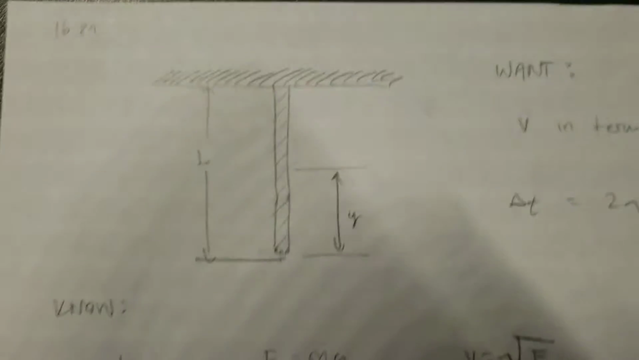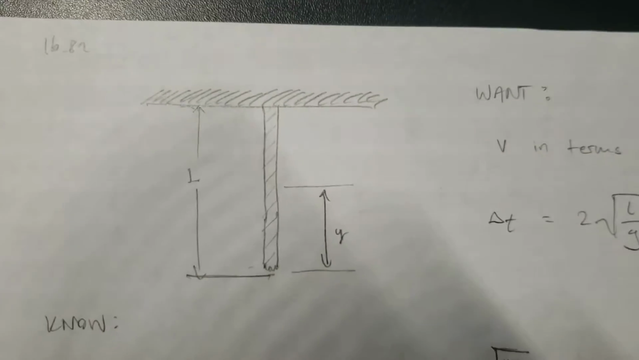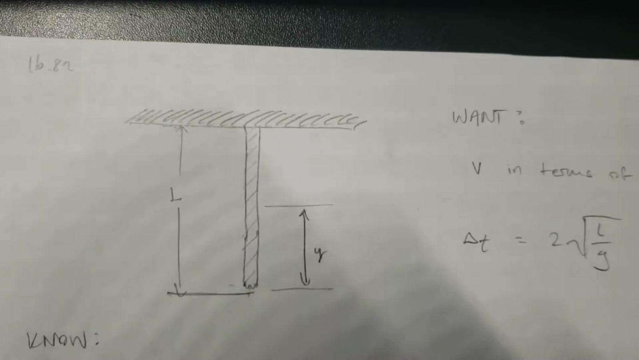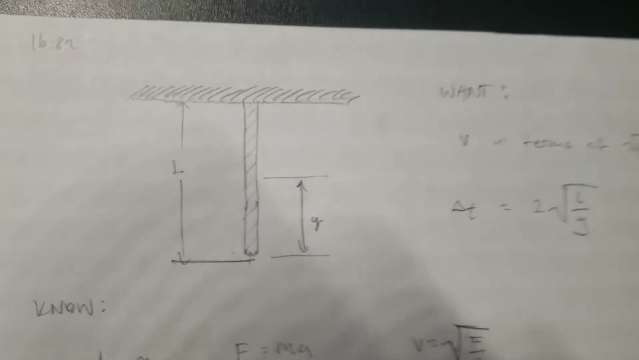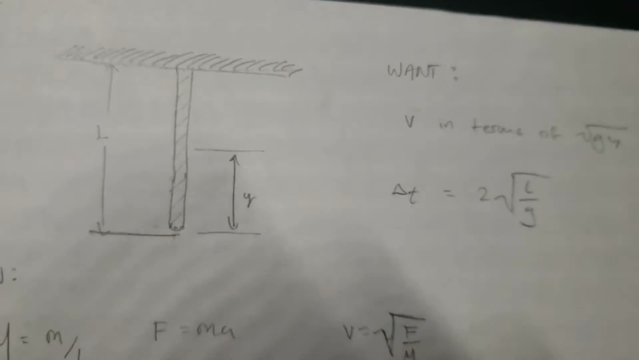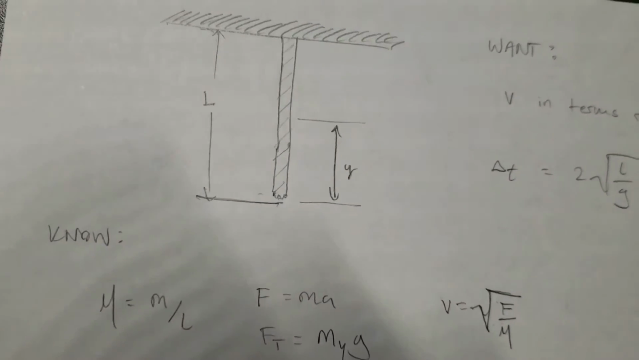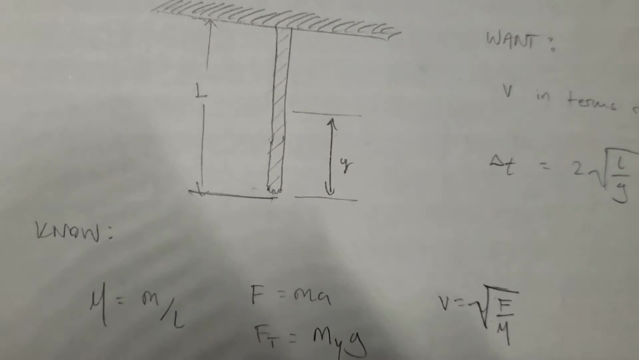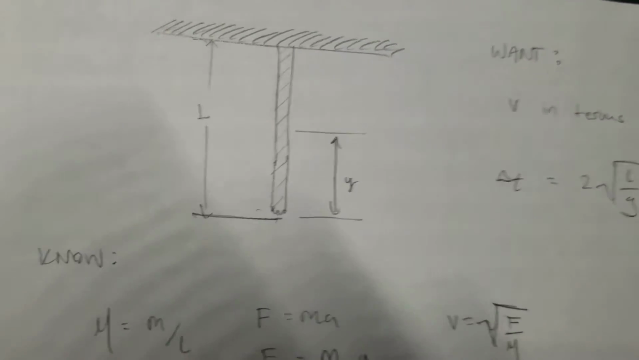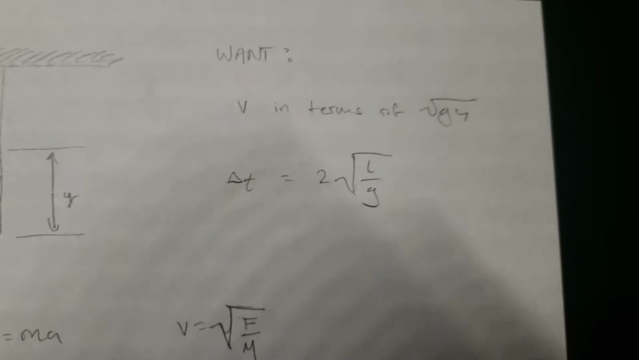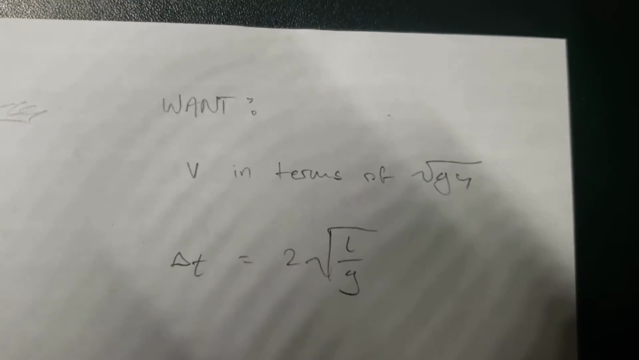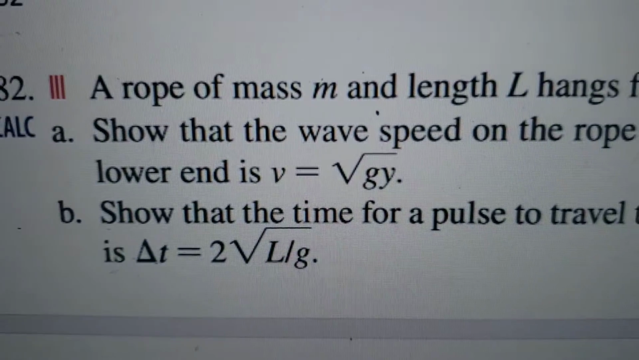So I drew a picture. This is our rope hanging from the ceiling. The entire length of the rope is L, and this small segment of the rope is going to be y. So again, part A says show the wave speed a distance y above the lower end. So this is that distance. What we want for part A is the wave speed v written in terms of square root gy. Basically we just want to show how we can get to this.